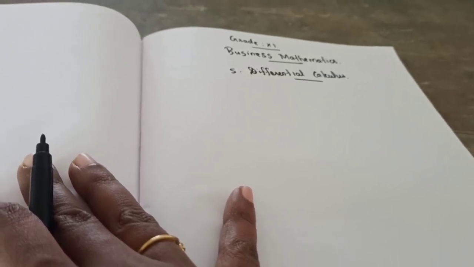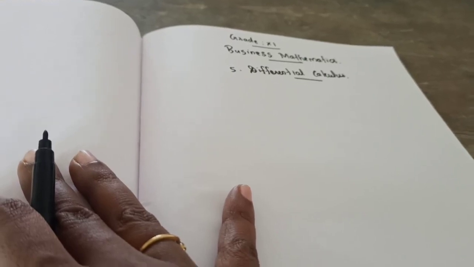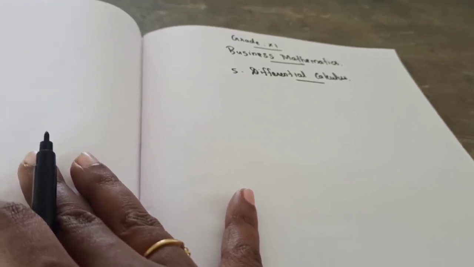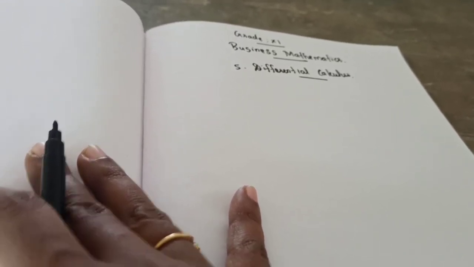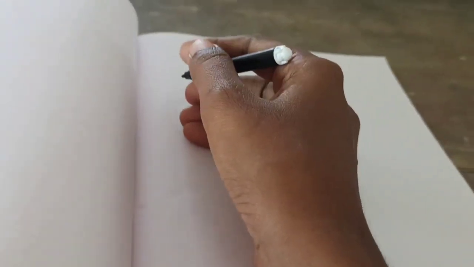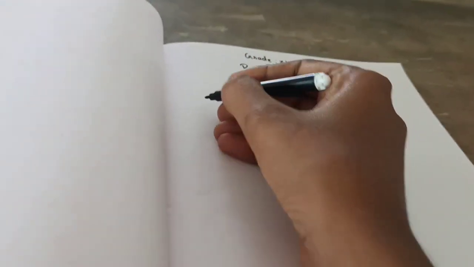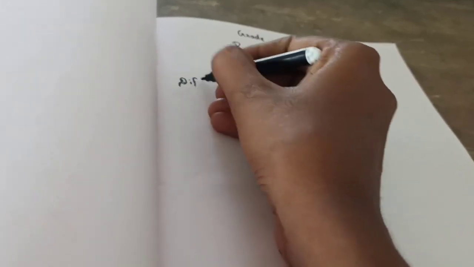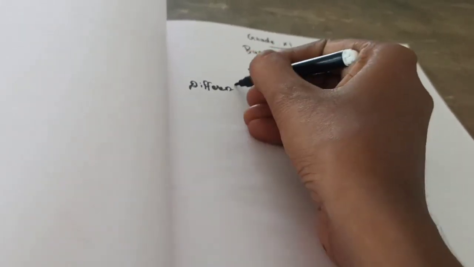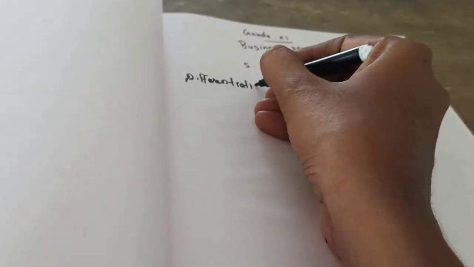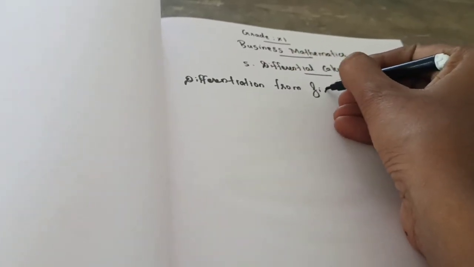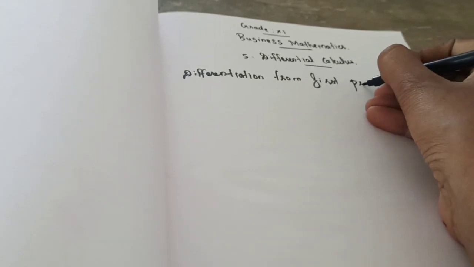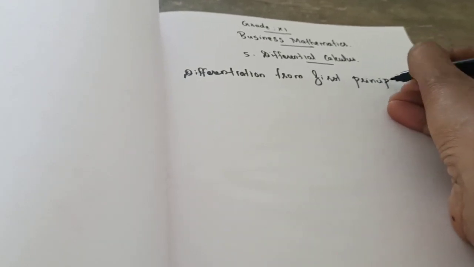We are learning our fifth chapter, differential calculus. I said I will start the next section in our next class, so same as that, we can start our next section. Our next section is differentiation from first principle.